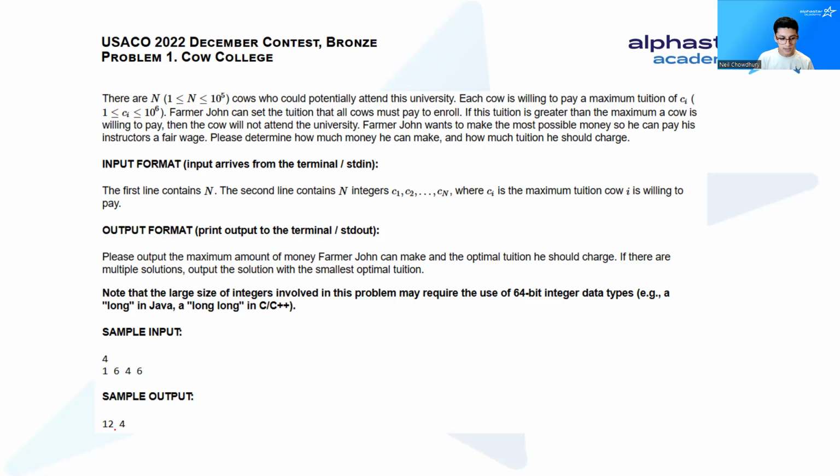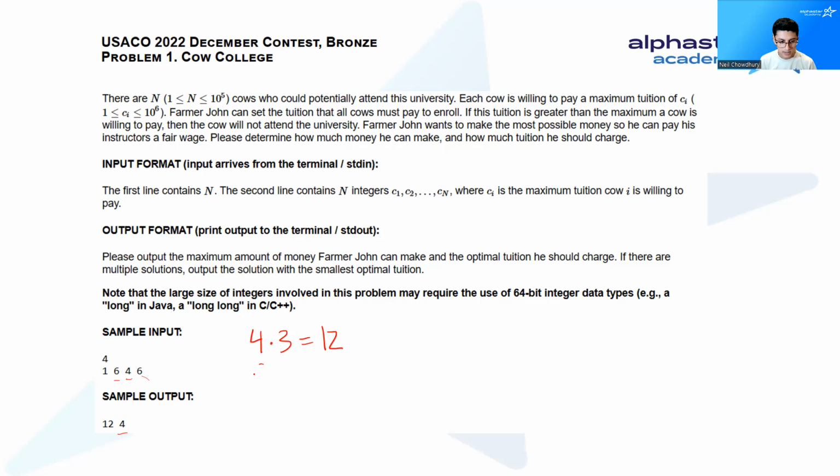So we can see that if he charges 4, then 3 cows will buy, the ones that have c_i equal to 6, 4, and 6. So he will make 4 times 3 equals $12 total. And then we see that this is actually the maximum because, well, there's other choices.